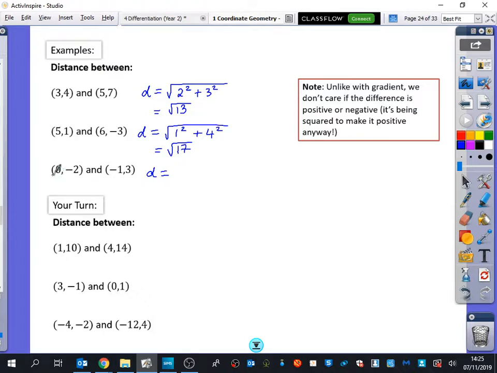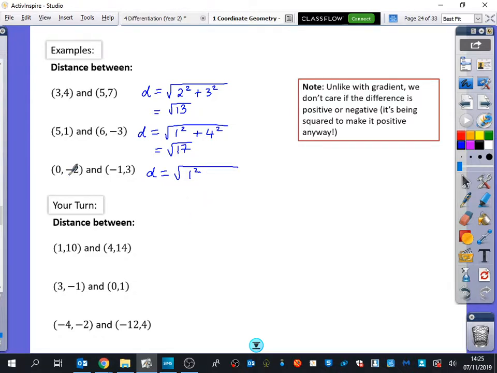Nabil, what's the difference between the x coordinates? Minus 1, yeah, but actually I could just do it with 1 because I know that minus 1 squared is the same as 1 squared. Did you do the minus 1 take away the 0? Or you could do the 0 minus 1. Either way, you're going to get 1 squared or minus 1 squared, which will give you the same result.